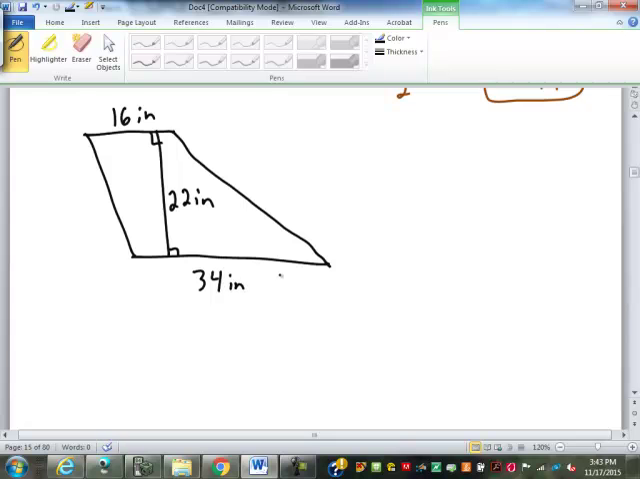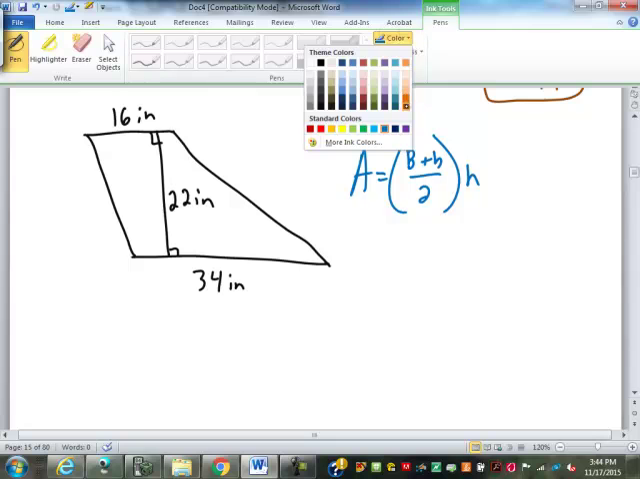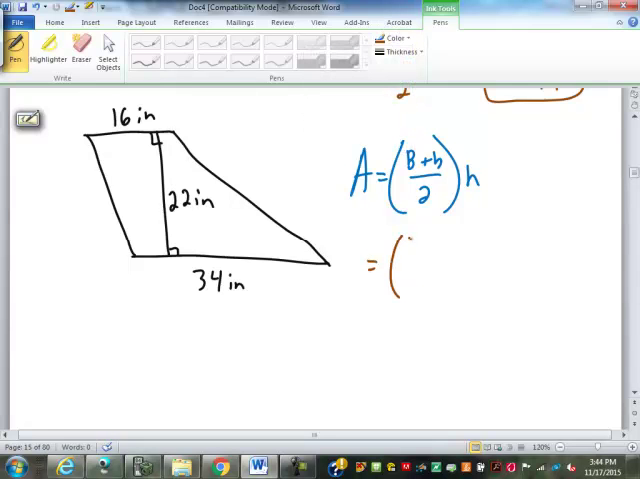Try this one. I'm going to give you a second in your notes to try that. Okay, so what type of shape is this, by the way? It's a trapezoid. And the area of a trapezoid is the average of the bases, so big B plus little b divided by 2, times the height. So for this one, that's going to be 34 plus 16 divided by 2 times 22, which is going to be what, 550 inches squared?